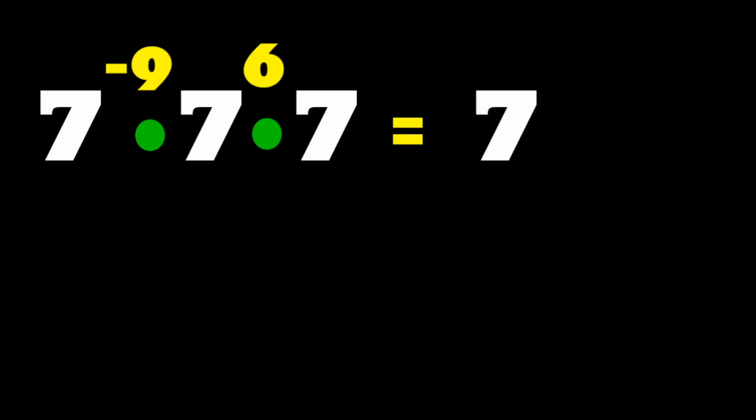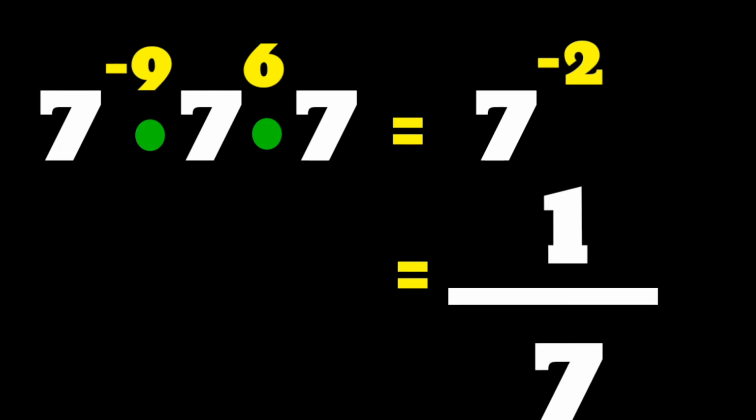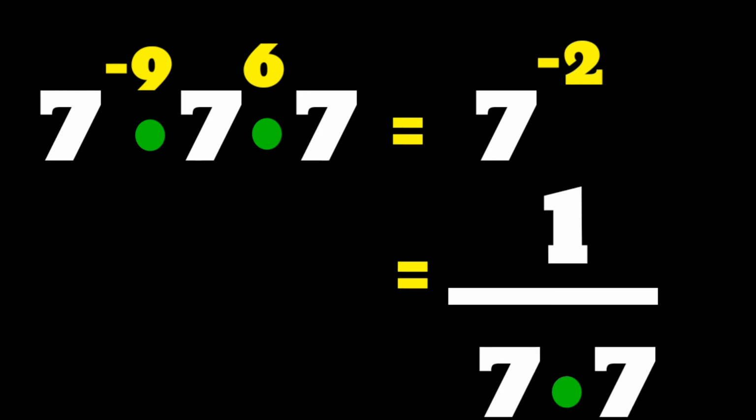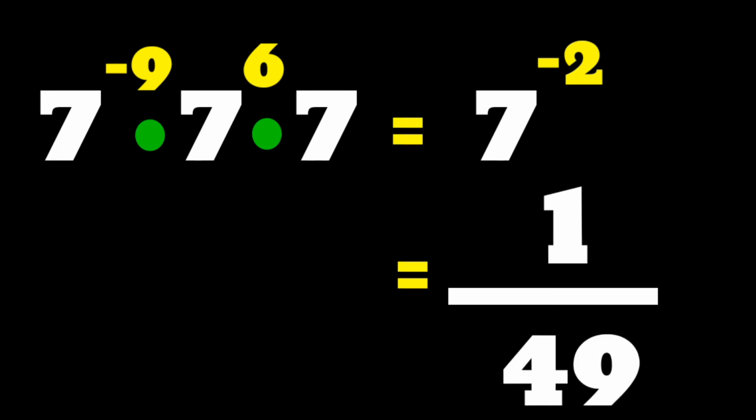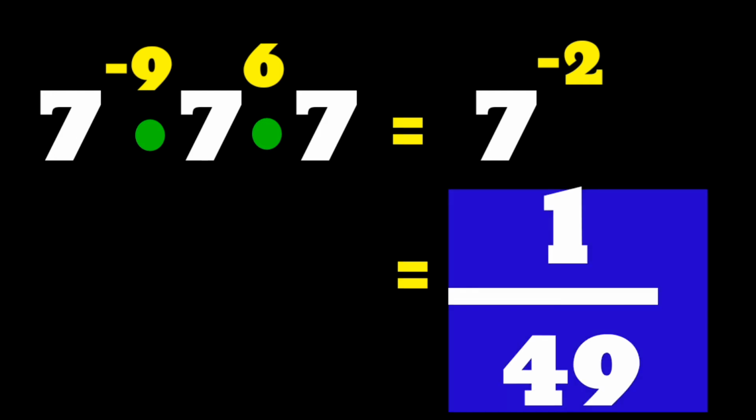7 to the negative 9th power times 7 to the 6th power times 7 to the first power. Multiplication rule: copy the base and add exponents. Negative 9 plus 6 plus 1 equals negative 2. 7 to the negative 2 power is the same as 1 over 7 squared. And 7 squared means 7 times 7 equals 49. So the answer is 1 over 49.